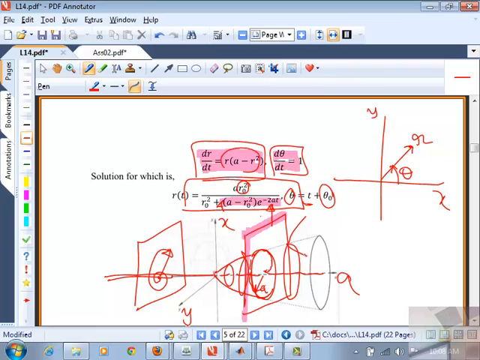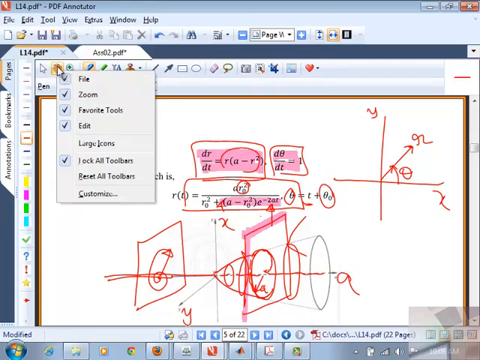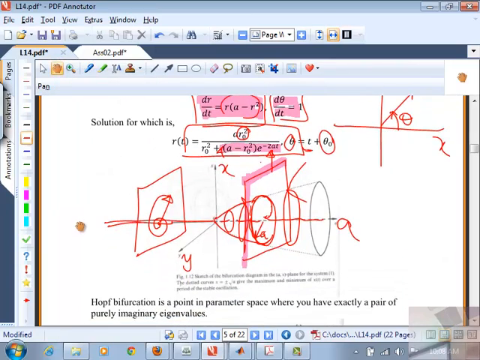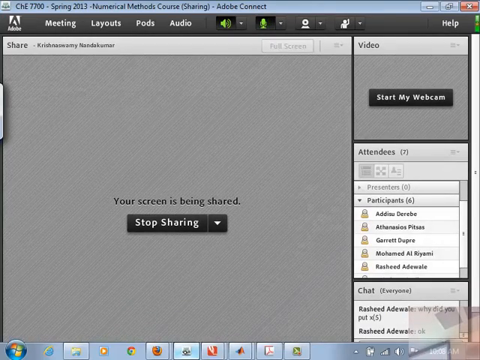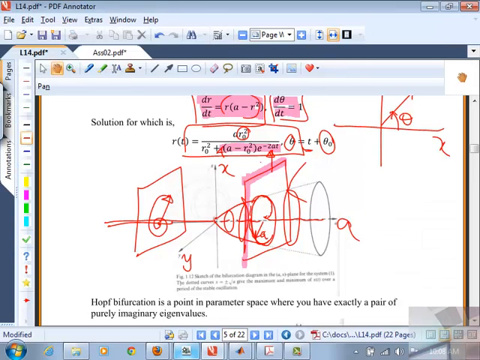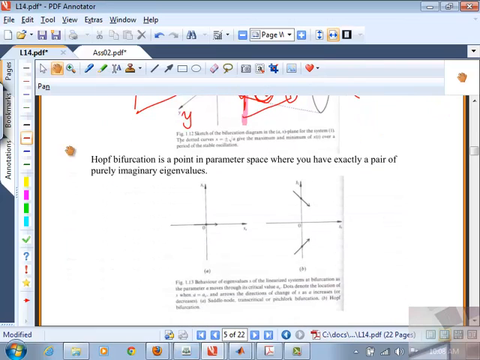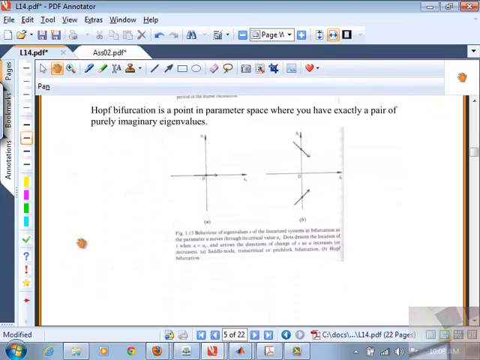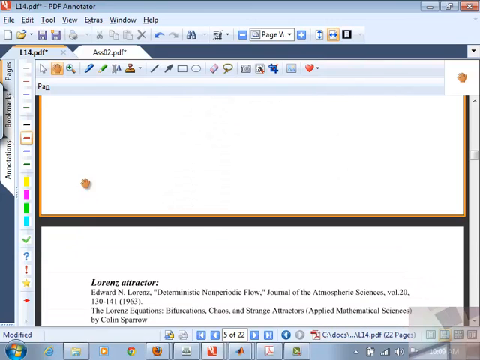But you'll find this anywhere. In fluid mechanics, I'm going to show you a few today. Any questions? How are you guys doing? Okay, that's the Hopf bifurcation point. This is what I was saying, that the eigenvalues will cross the imaginary axis at the Hopf bifurcation point.